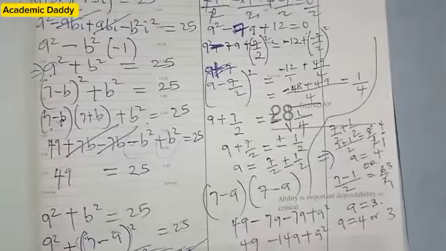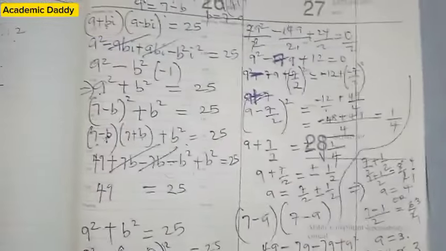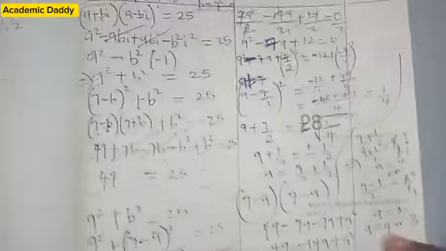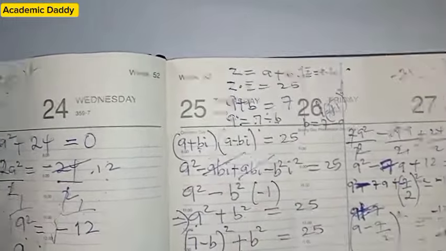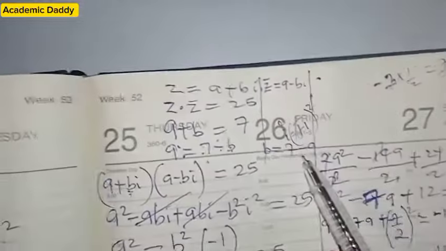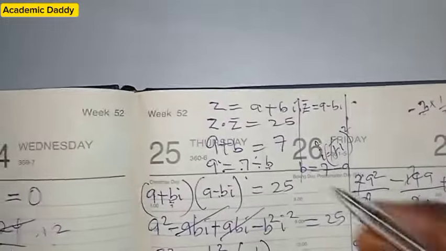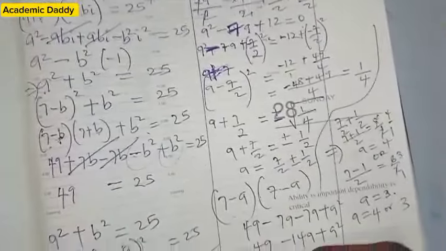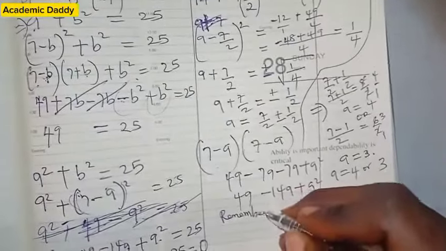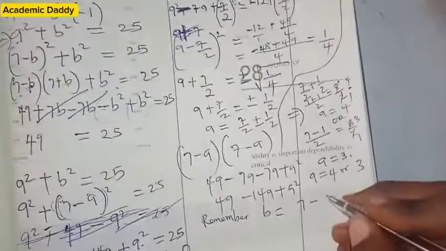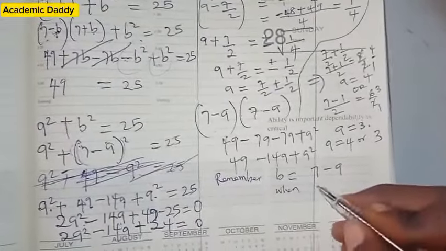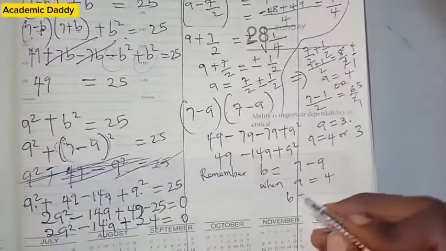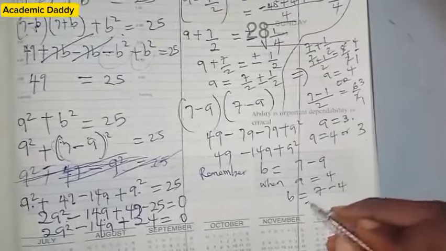Now remember that if a is equals to 4 or 3, there's a place where we did this initially. If you remember, right here we said a equals 7 minus b, and we said b equals 7 minus a. You need to be following this video gradually. So let's now do it. Remember, b is equals to 7 minus a. So when a equals 4, b is equals to 7 minus 4 equals 3.